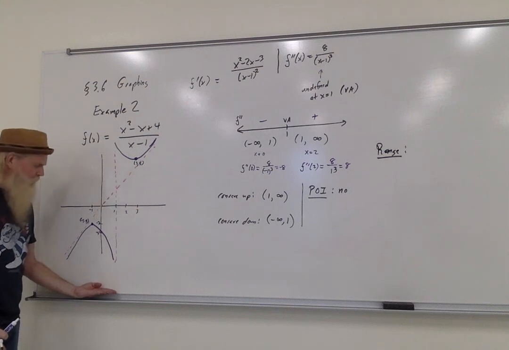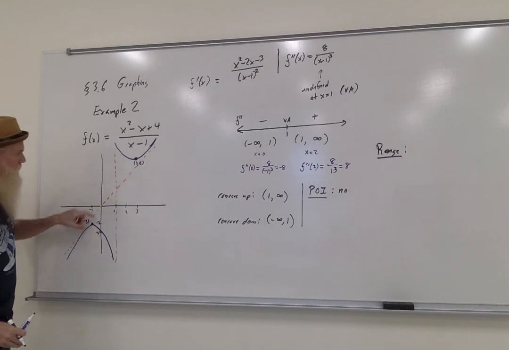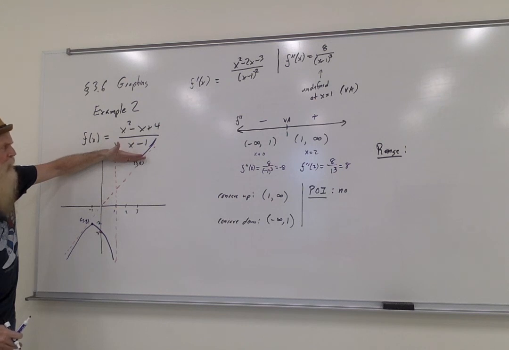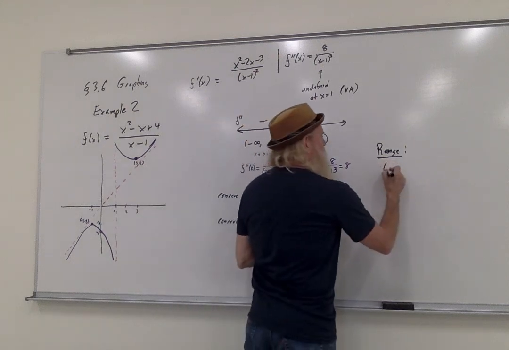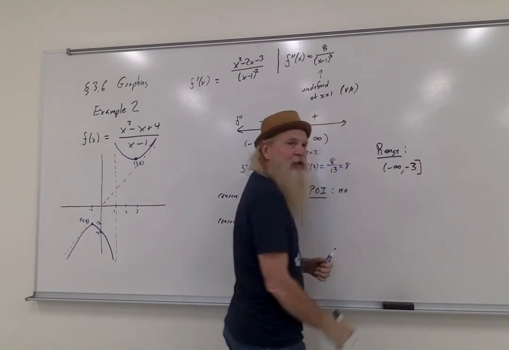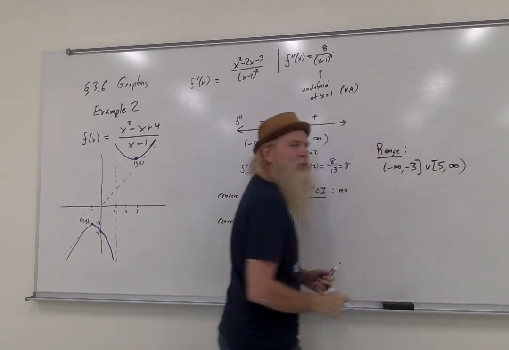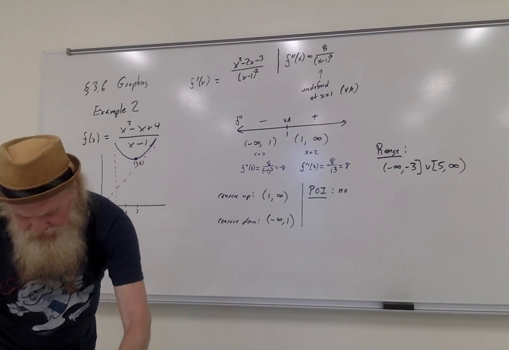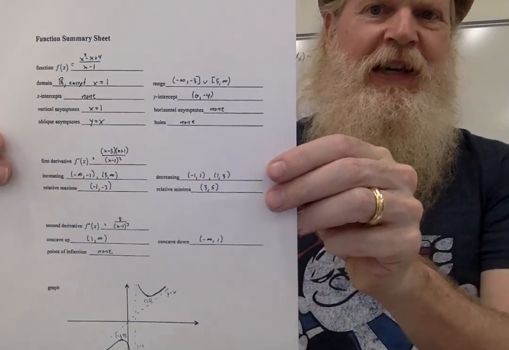Working from bottom to top, the range goes from negative infinity up to here, which is negative 3, and then there's a gap. Then it begins again at y equals 5 and continues to infinity. So the range is from negative infinity to negative 3. That negative 3 is included, together with from 5 to infinity. Let me hold up what the completed function summary sheet should look like.